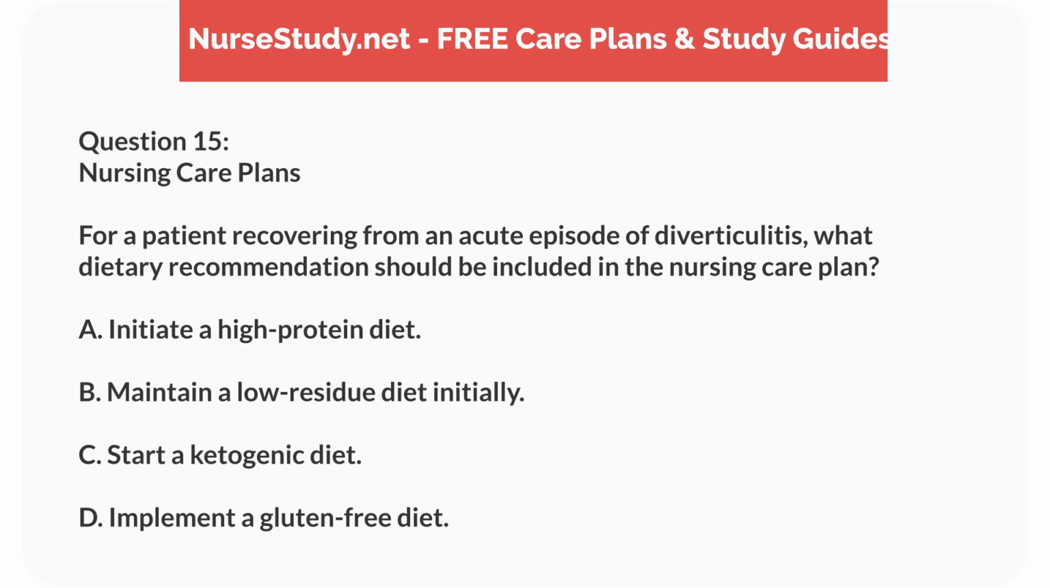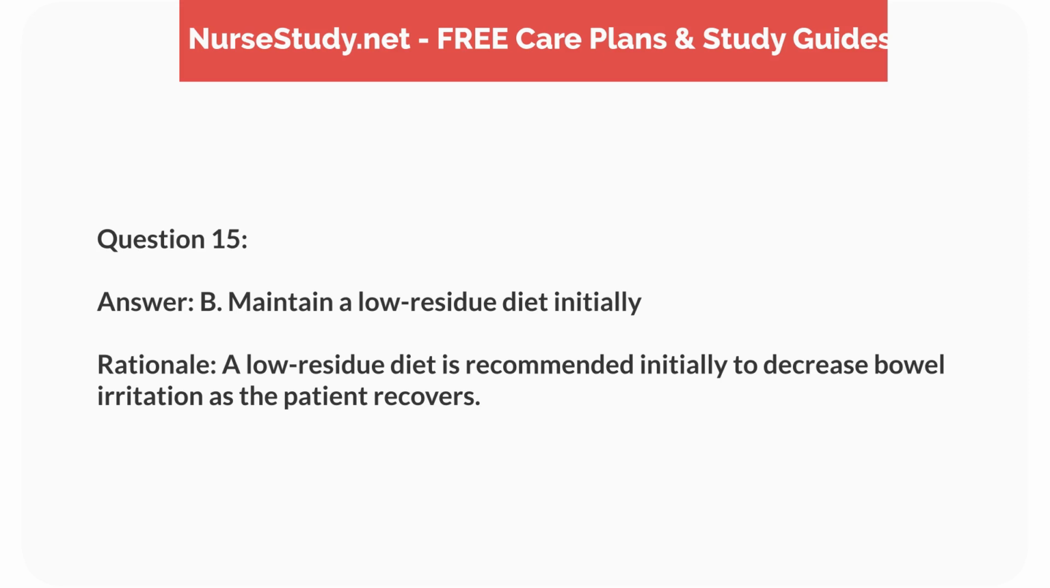Question 15. Nursing care plans. For a patient recovering from an acute episode of diverticulitis, what dietary recommendation should be included in the nursing care plan? A. Initiate a high-protein diet. B. Maintain a low-residue diet initially. C. Start a ketogenic diet. D. Implement a gluten-free diet. Answer: B. Maintain a low-residue diet initially. Rationale: a low-residue diet is recommended initially to decrease bowel irritation as the patient recovers.